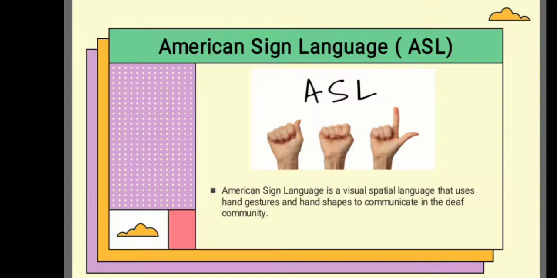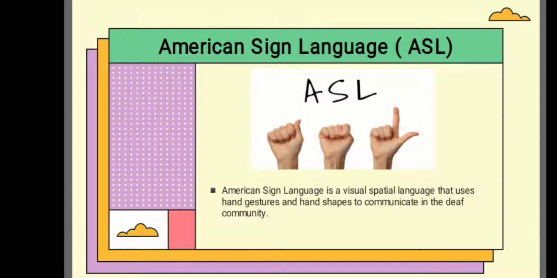So the next topic is American Sign Language, or ASL. American Sign Language is a communication approach in deaf education. It is a visual-spatial language that uses hand gestures and hand shapes to communicate in the deaf community.